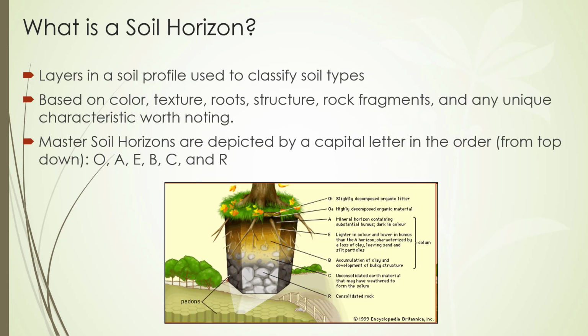So a soil horizon is a layer in a soil profile that is used to classify these soil types. These are based on color, texture, root structure, rock fragments, and anything else that's worth noting. The master soil horizons are depicted by a capital letter, in order from top to bottom: O, A, E, B, C, and R.